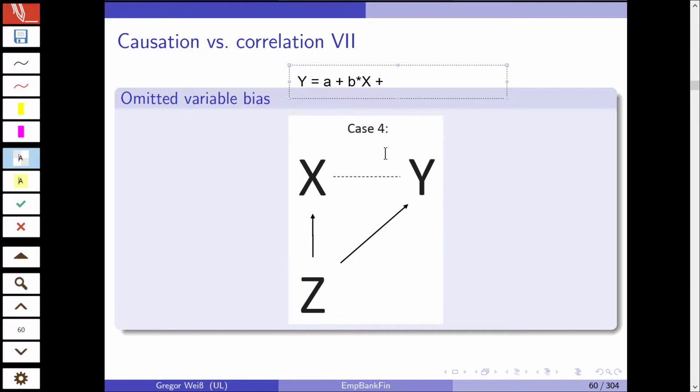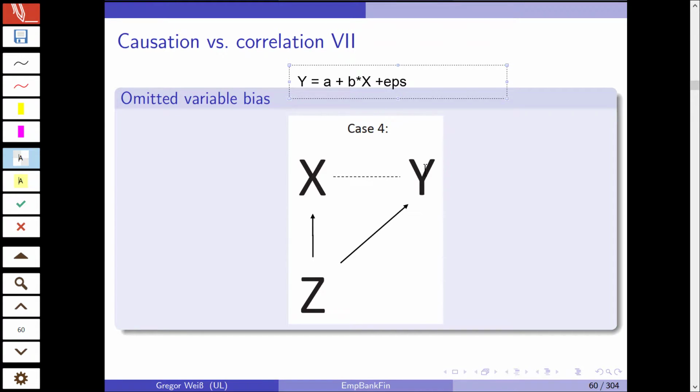And obviously you have epsilon, your error term here. The problem here is that if you omit, if you forget Z, then the coefficient B here will be biased by the fact that you have forgotten to include Z. So this is the omitted variable bias. B, the coefficient on X, could be significant in your regression analysis. However, it's distorted by not including Z.